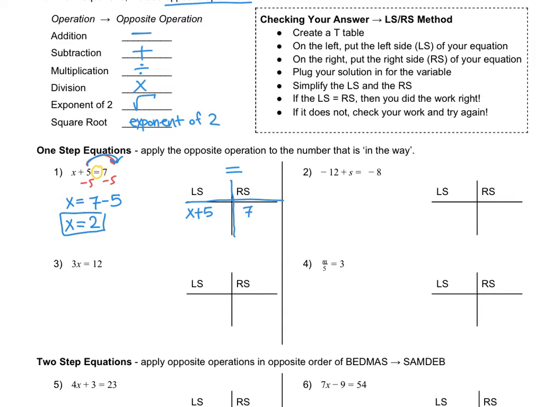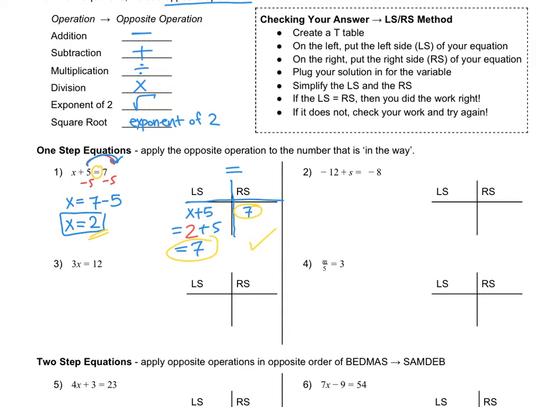Wherever I see the variable, I'm going to replace x with the 2 that I just got. So instead of x plus 5, I'm going to write 2 plus 5. And now you just simplify. 2 plus 5 is 7. And now, if I look at the left side and the right side, they match. So I know I did this correctly.